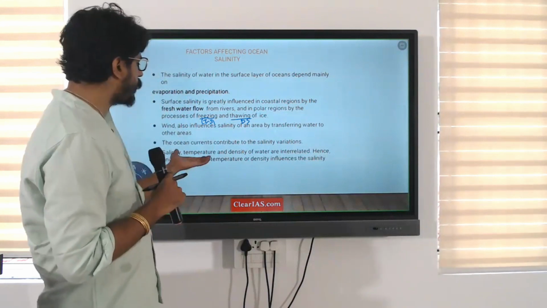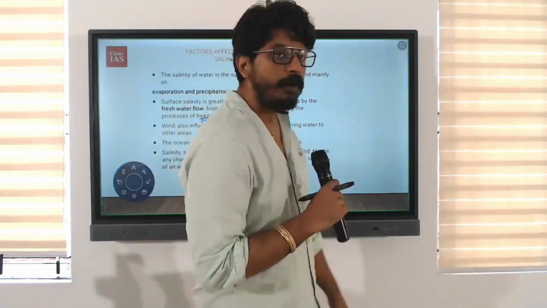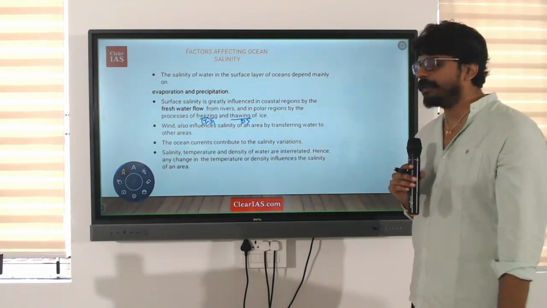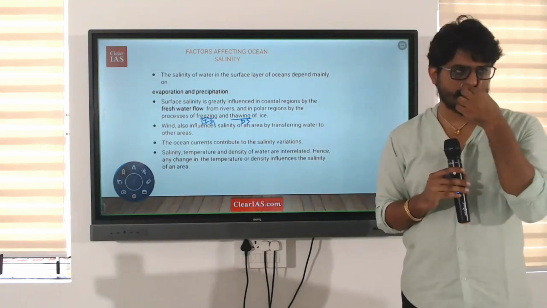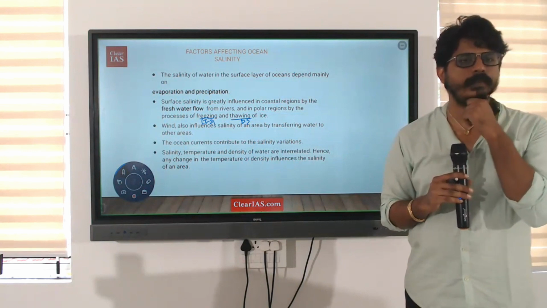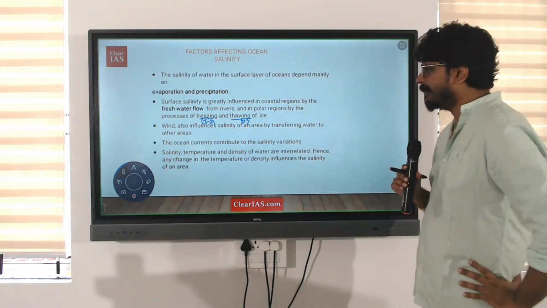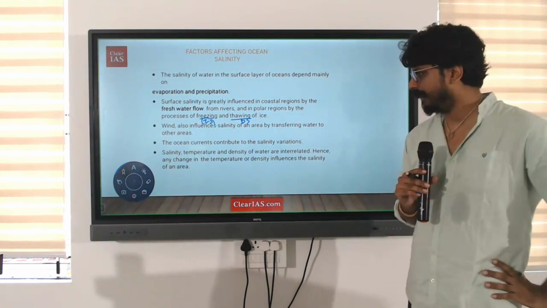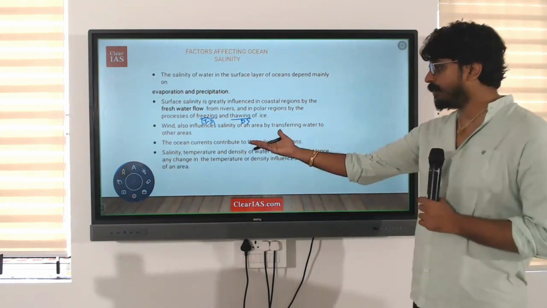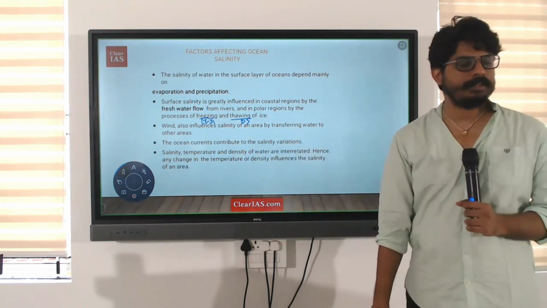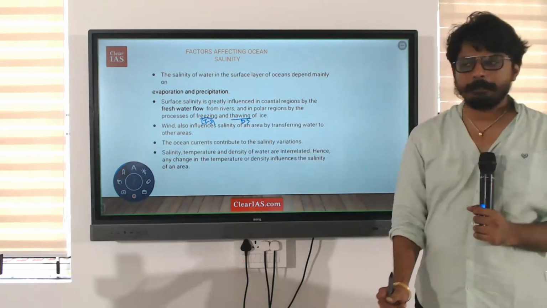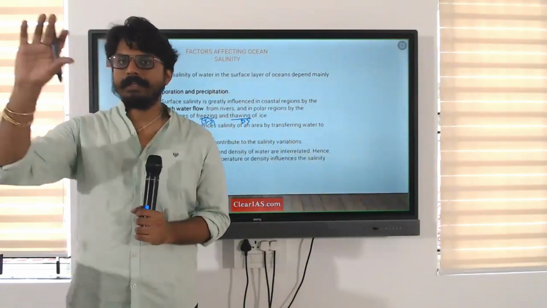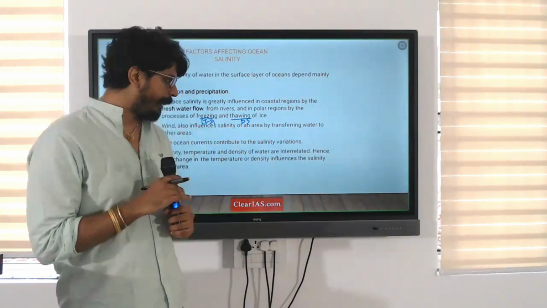Then wind also influences salinity. Wind influences the salinity of an area by transferring water to other regions. Next, the ocean currents contribute to salinity variation. We'll be studying ocean currents in detail. They will take water from different regions and change the salinity of the area.